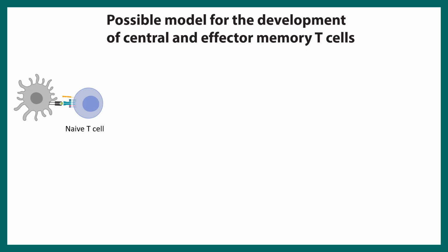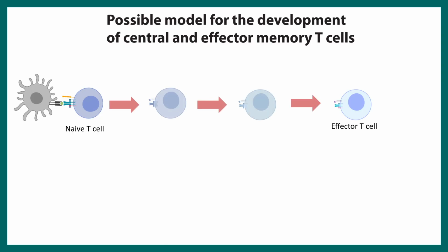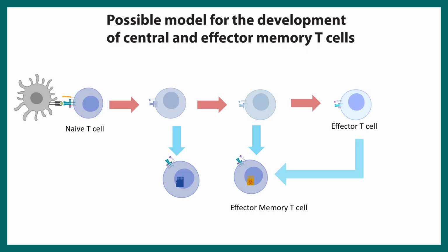Now let's talk about the possible models of memory T cell generation. Naive T cells eventually go through an effector phase, and once the effector phase is done, it becomes a memory T cell. Another hypothesis says that at each substage, there is a possibility of differentiating into memory cells. So the trajectory is defined earlier, but we don't have a clear-cut clue about this model, so it is still debatable.